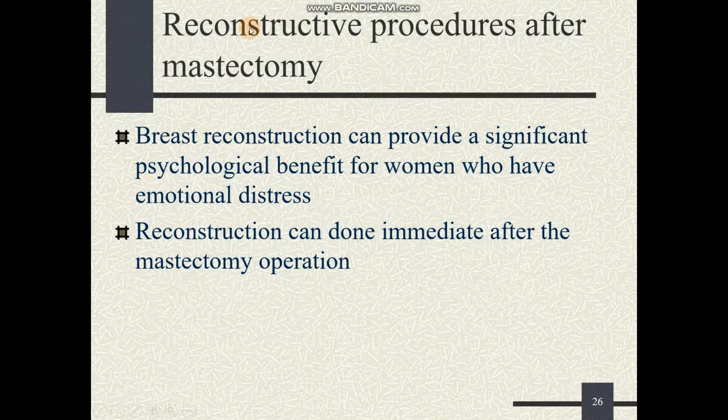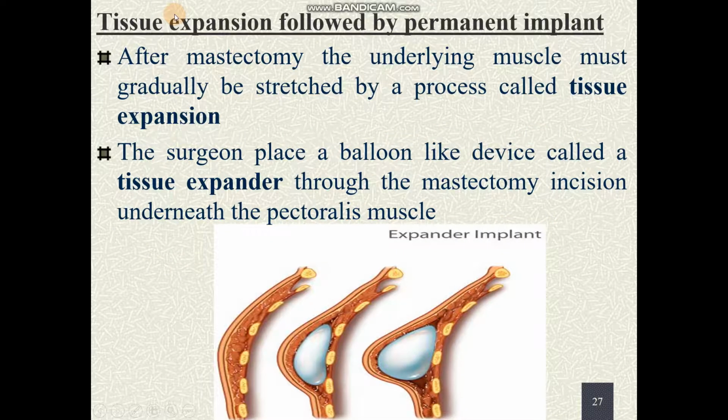And next come some of the reconstructive procedures after mastectomy. Some of the women will have psychological problems or be upset after removal of the breast. For those patients, we can go for these surgeries. One is tissue expansion followed by permanent implant.